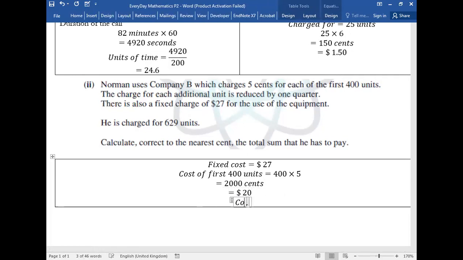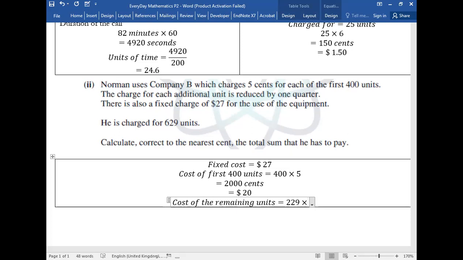Then the cost of the remaining units. Very good. 229 units remain. And what is the charge for those 229 units? The charge is reduced by 1/4. If something is reduced by 1/4, how much do you need to pay?